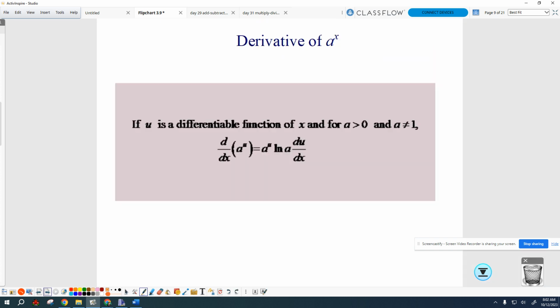So here's the pattern. A to the stuff is a to the stuff times natural log of a. And don't forget to do chain rule. And a can't be 1, and it can't be negative.